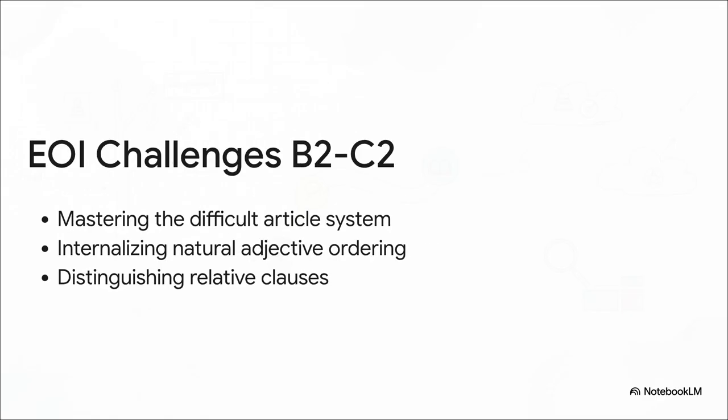If you're teaching B2 to C2 candidates in an EOI setting, this is where the rubber meets the road. Your instructional interventions have to target these specific friction points. First, mastering the article system is notoriously frustrating, especially if your learner's L1 lacks articles entirely. We all know the pain of repeatedly correcting article drop in advanced essays. Plus, getting students to internalize that rigid, four-zone ordering of adjectives takes immense practice.